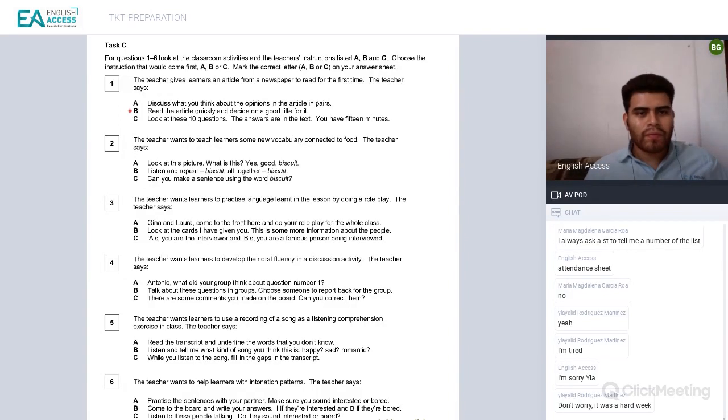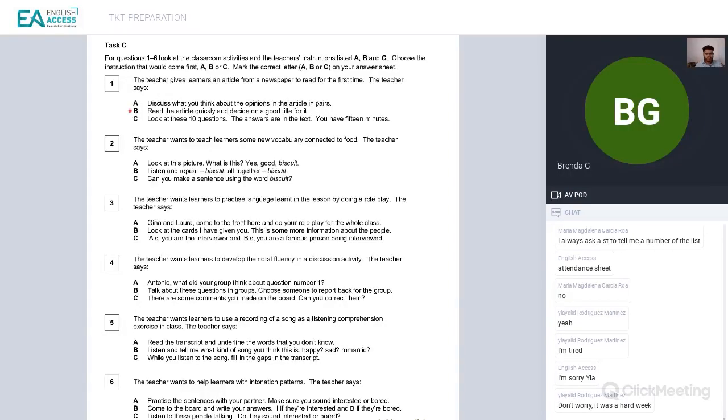Brenda, number 2. The teacher wants to teach learners some new vocabulary connected to food. The teacher says, A, look at the picture. What is this? Biscuit. B, listen and repeat. Biscuit. All together, biscuit. C, can you make a sentence using the word biscuit? Which one do you think goes first, guys? A, B, or C?